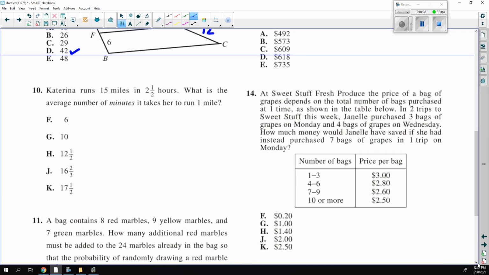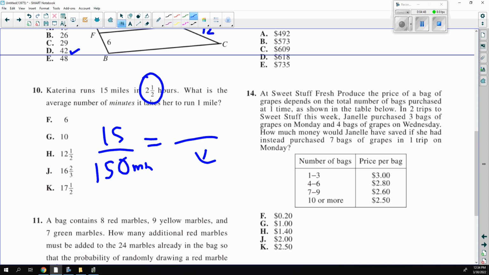Moving along, we've got 15 miles, and we want it in minutes. 2.5 hours is 150 minutes. So what is the minutes it would take to run 1 mile? And you cross multiply and solve it and get 10.